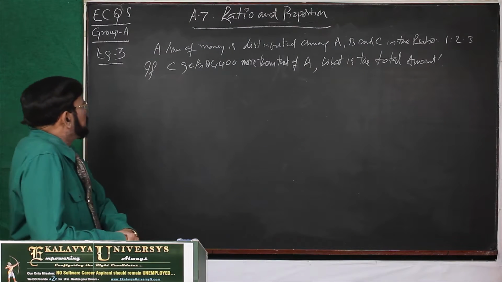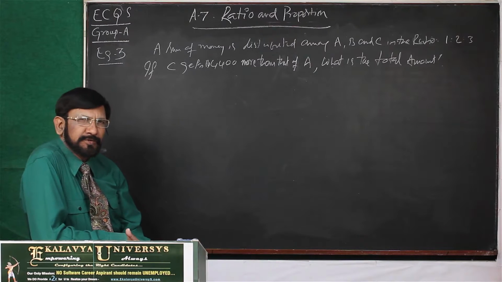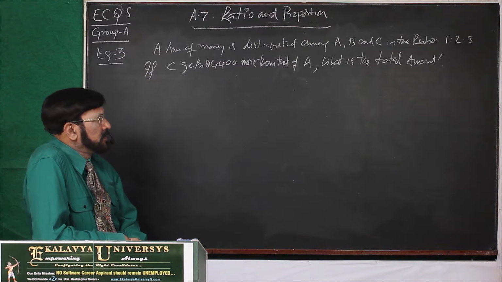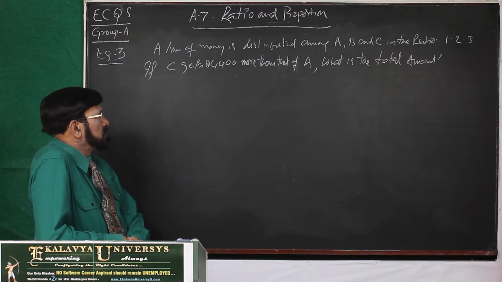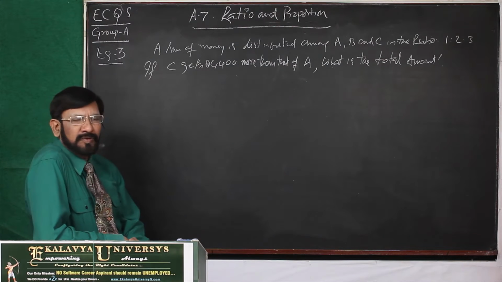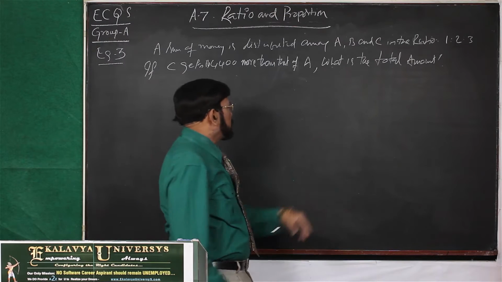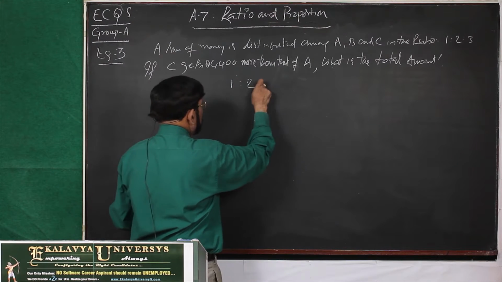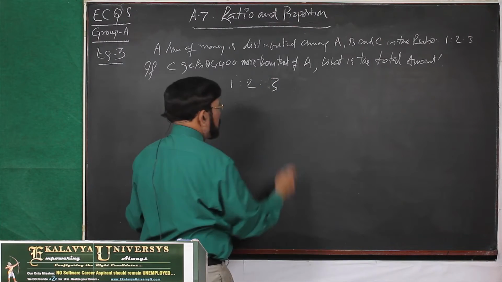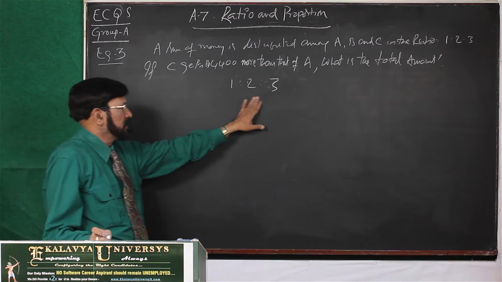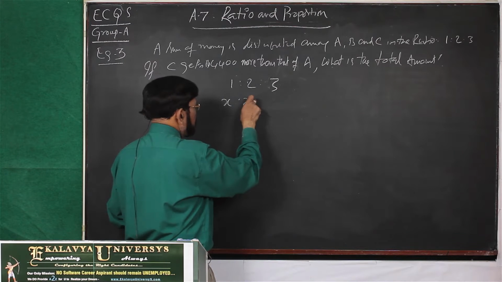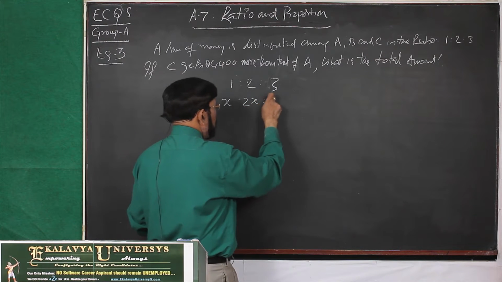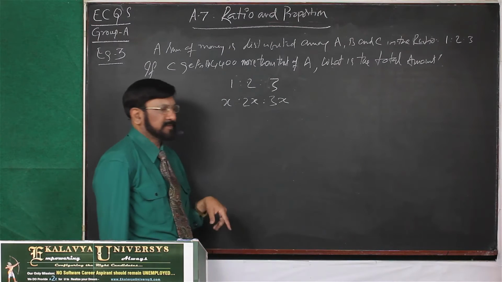Now, example number 3. A sum of money is distributed among A, B and C in the ratio 1 is to 2 is to 3. If C gets 4,400 rupees more than that of A, what is the total amount? We have to calculate. Now, it is the ratio 1 is to 2 is to 3. Let us assume each unit x. So, A is 1x, which means x, B is 2x and C is 3x.